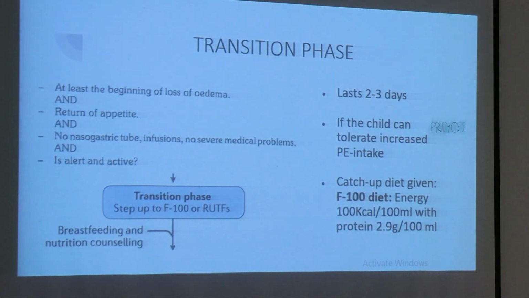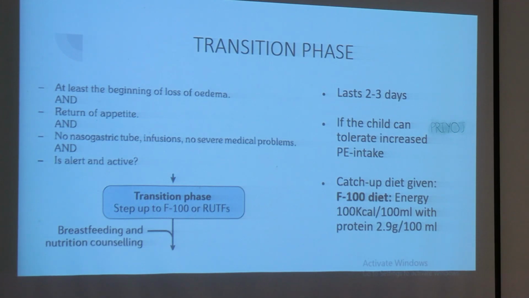Then comes the transition phase, from day 3 to day 7. When will I start the child on the transition phase? When there is at least the beginning of loss of edema and return of appetite, no nasogastric tube infusions, no severe medical problems, and the child is alert and active.